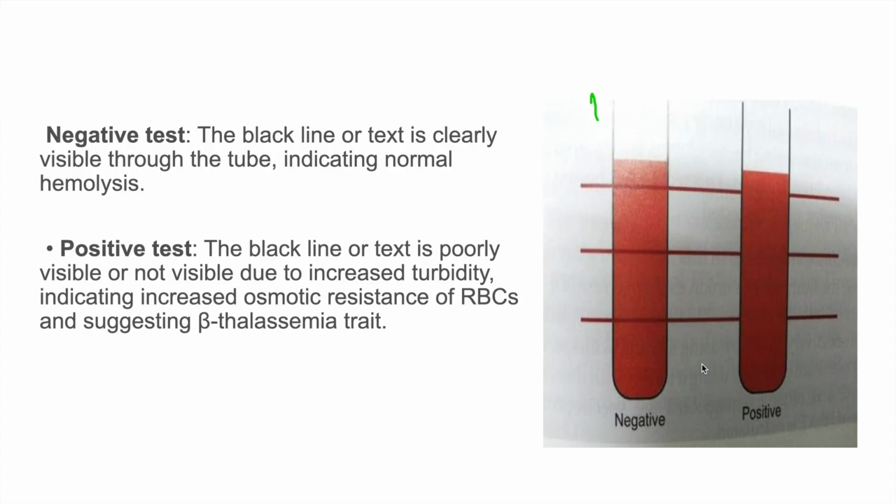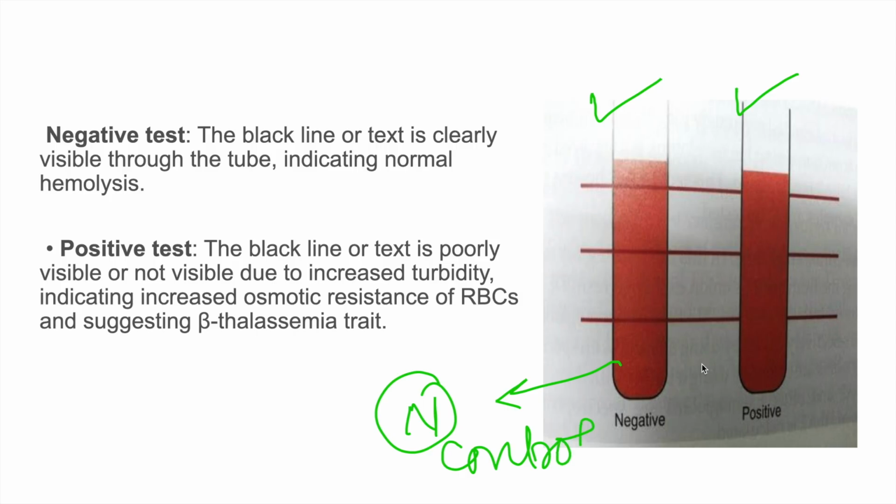So you keep one test tube of a normal patient and one test tube of the patient being screened. What is a negative test? This is a normal person, it is a control. If you put NaCl, the RBCs in a normal person will break down faster than in thalassemia, because thalassemia cells are more resistant to breaking down. There is decreased osmotic fragility.